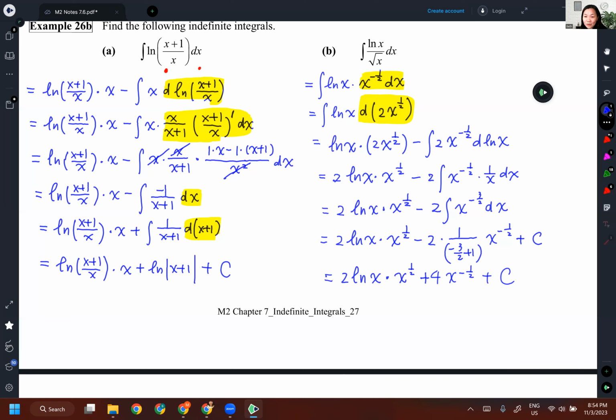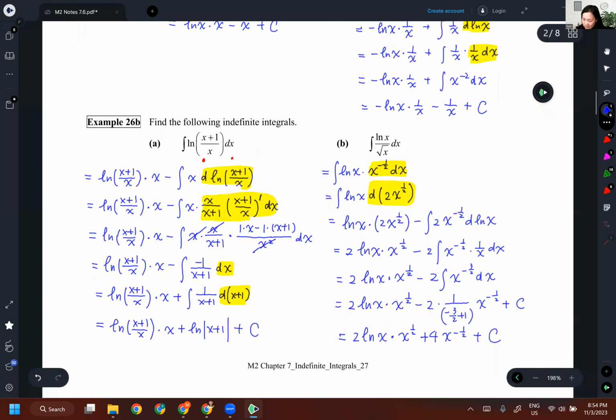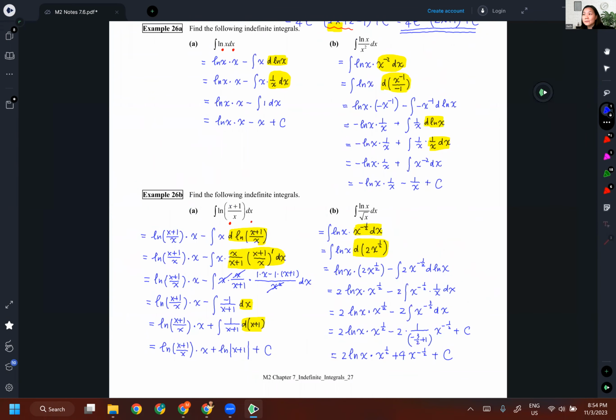A moment to take it in. And I also hope that you can see some resemblance of example 26a and 26b. It's just B is a more complicated version of A. Now you will do the exercise and you let me know when you're done. I will show you the detailed answer later.